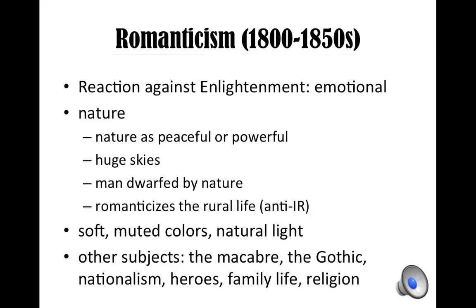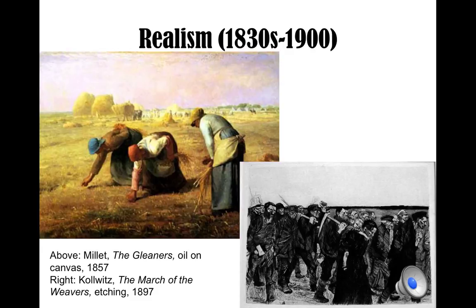Romanticism is a reaction against the Enlightenment's lack of emotion. And its nature is peaceful or powerful, huge skies, man dwarfed by nature. Rural life is romanticized. Soft, muted colors, other subjects are the macabre, like death, Gothic, nationalism, heroes, family life, and religion.